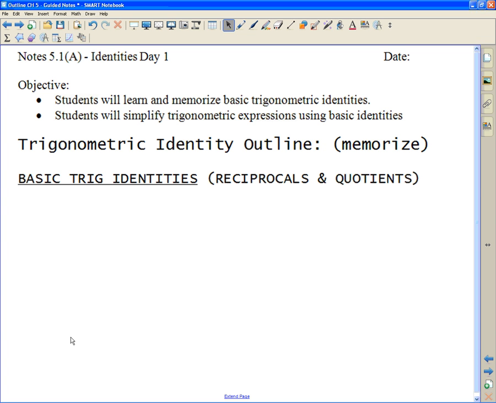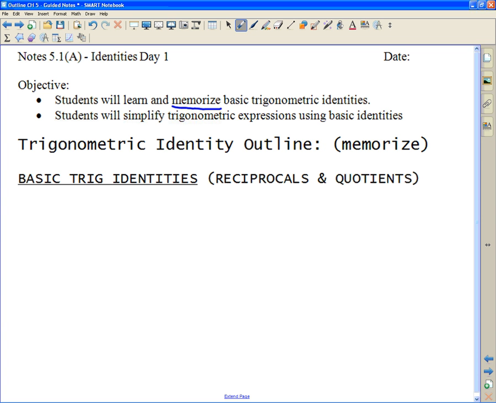Today we are jumping into Chapter 5, 5.1a, where we start exploring identities. Actually, you have done half of these. We just need to add on to what we already learned in Chapter 4. So today, students will learn and memorize basic trigonometric identities. Everything on this sheet needs to be memorized. Also, students will simplify trigonometric expressions using basic identities. Anything on this page is what we consider to be basic.